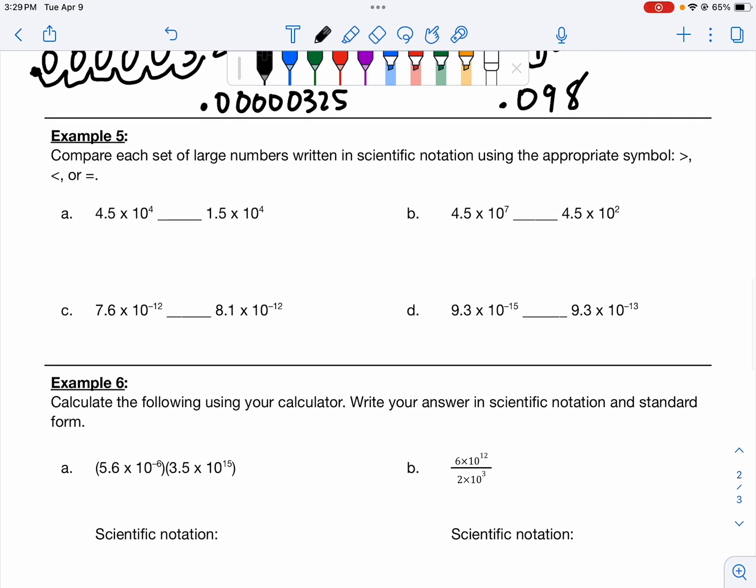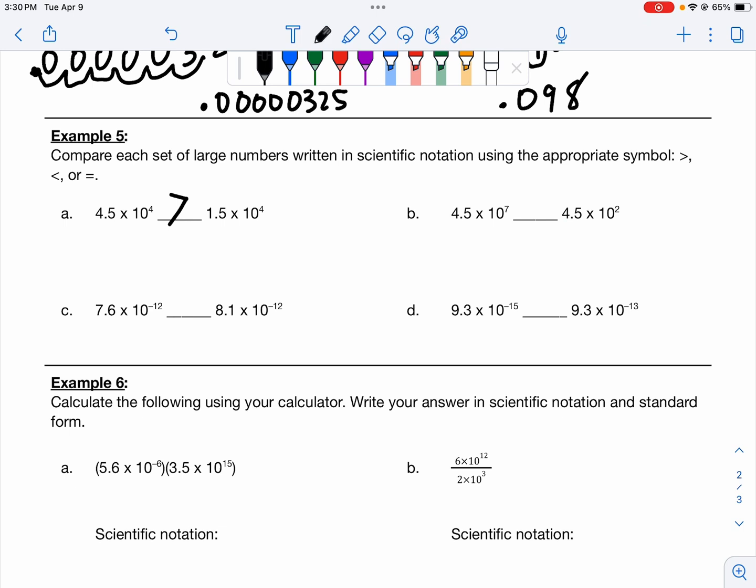Now, it's very, very easy to compare when you have 10 to the 4th on both of those. So 4.5 times 10 to the 4th and 1.5 times 10 to the 4th. Well, 4.5 has to be bigger because very simply, 4.5 is bigger than 1.5. Now, this one's really easy to compare as well because the 4.5s are the same. Well, I've got 4.5 times 10 to the 7th, a very large number. 4.5 times 10 to the 2nd is 100, not as large.